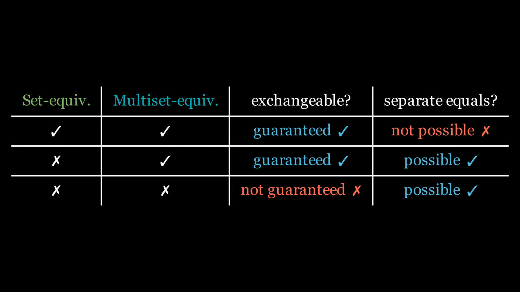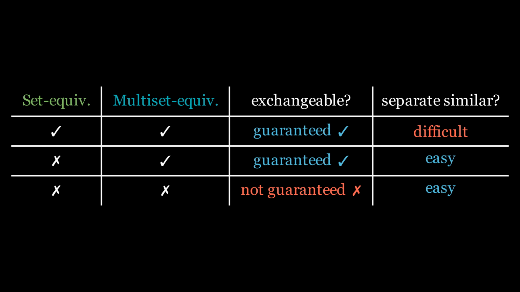And it's important that this inability to separate equal elements is a problem even when there aren't ever any exact duplicates. Because we're working with continuous models, the behavior for exactly equal elements will be similar to the behavior for similar elements. Impossibility to separate equal elements means difficulty when trying to separate similar elements.